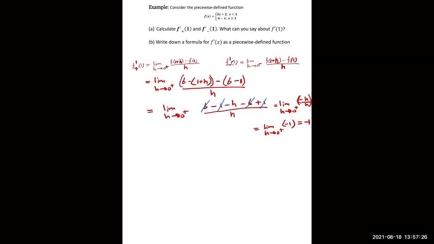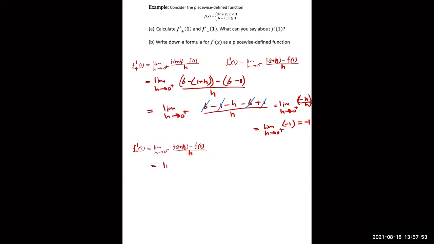Now let's compute the left derivative. Okay, now we are going to compute the left derivative. Here is the definition of the left derivative. Maybe I will copy this over here. Okay, so let's compute this one.